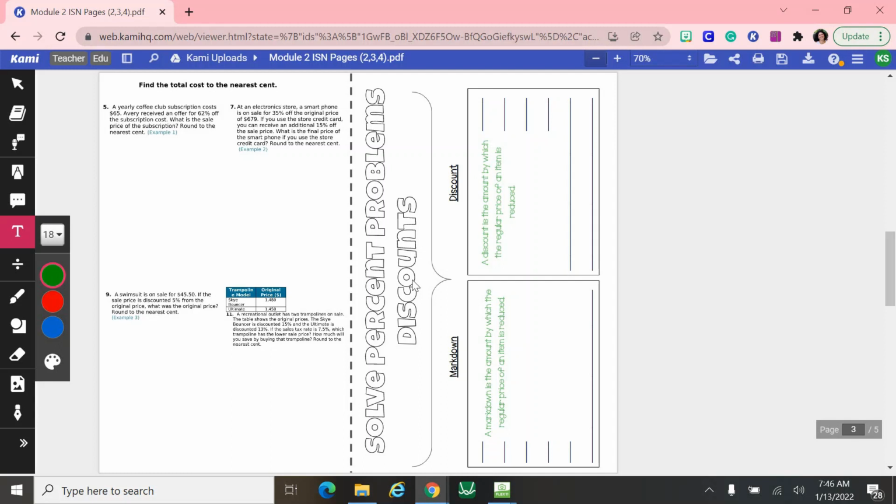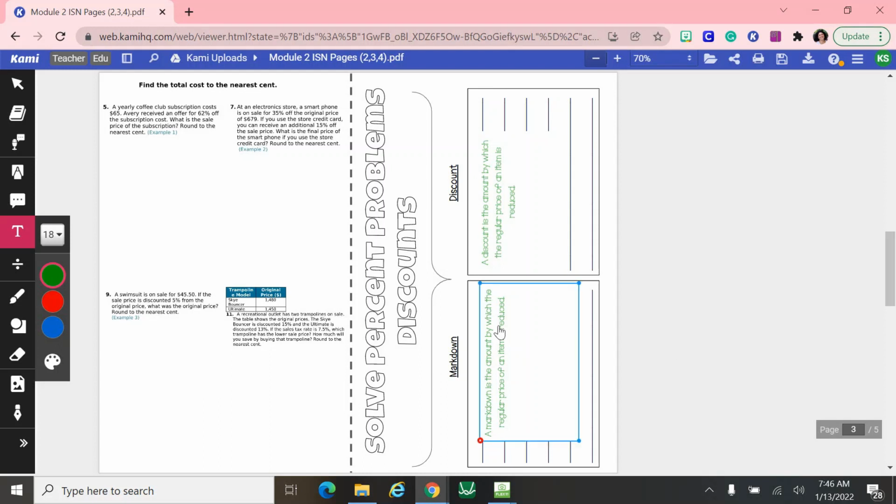Solving percent problems, specifically discounts, requires us to use the same strategy that I've been teaching you in class with the graphic organizing system of the six-pack. But this time we're talking about markdowns and discounts.